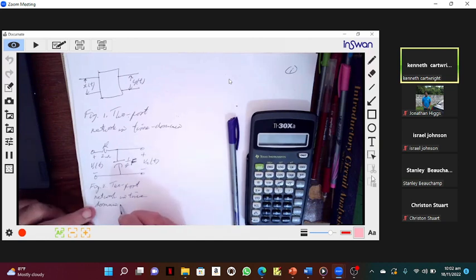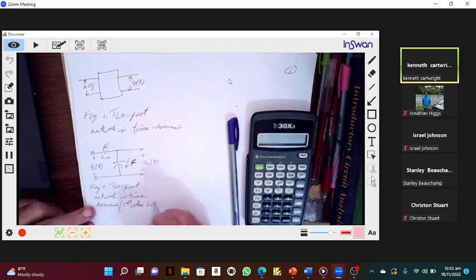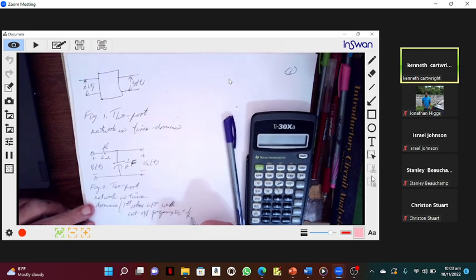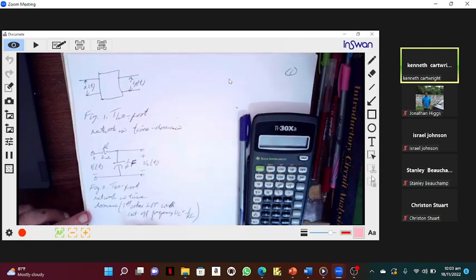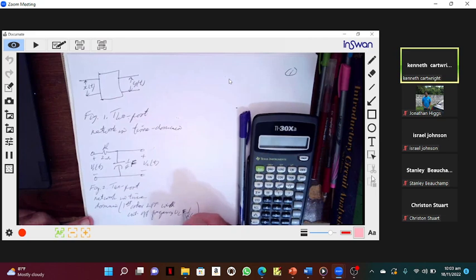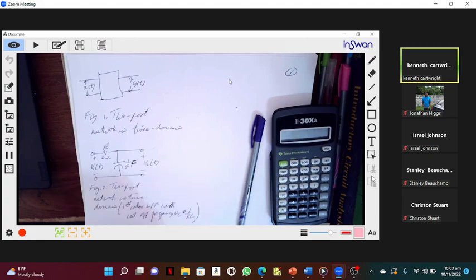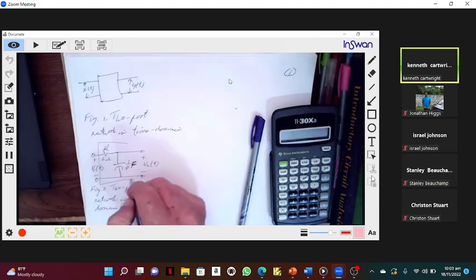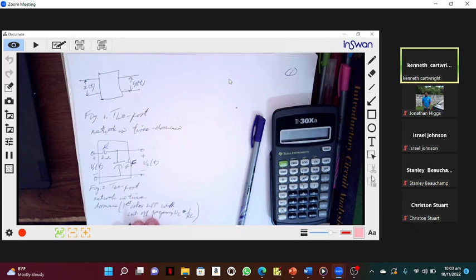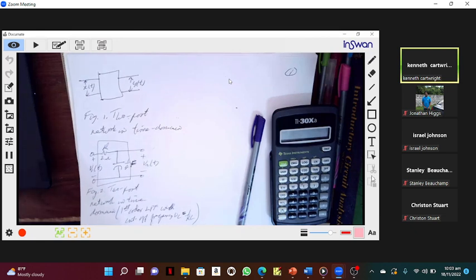In fact, this is the first order low pass filter. Let's cut off frequency. Omega C equals 1 over RC. That's what you discovered in 235. So this then is our two-port network. The thing in the box.